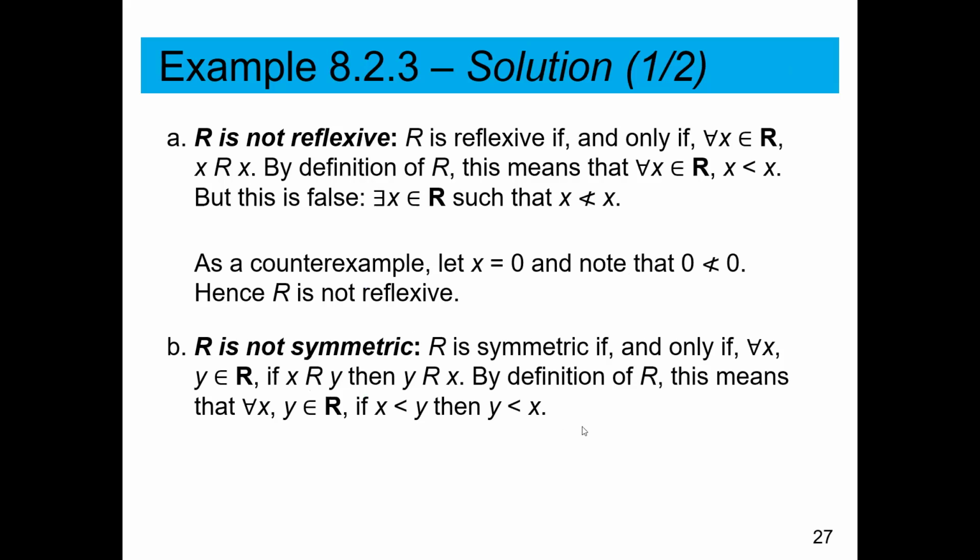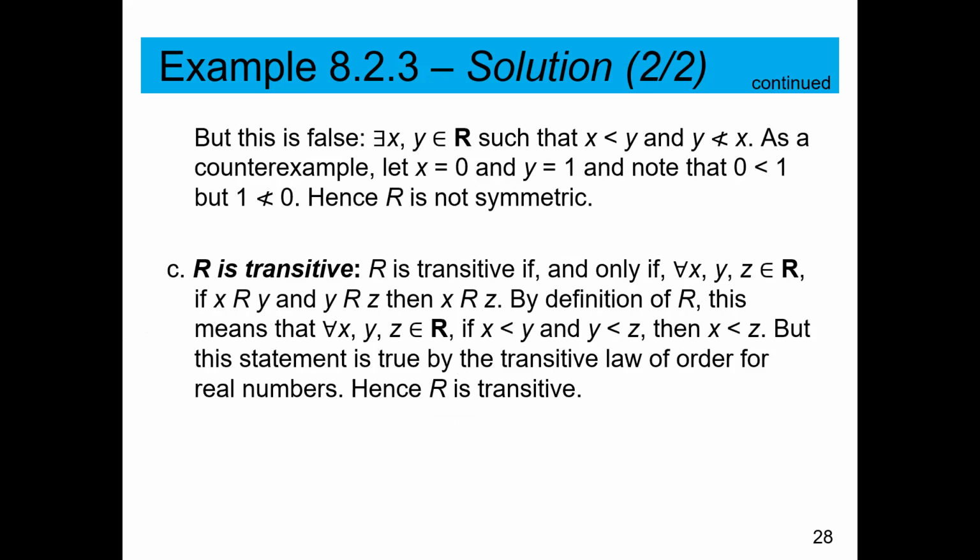Is it symmetric? That means, remember, if X is less than Y, then Y is less than X. That is not possible at all. Again, just need one example. Zero is less than 1, but 1 is not less than 0, so it's not symmetric. Again, you only need one example.